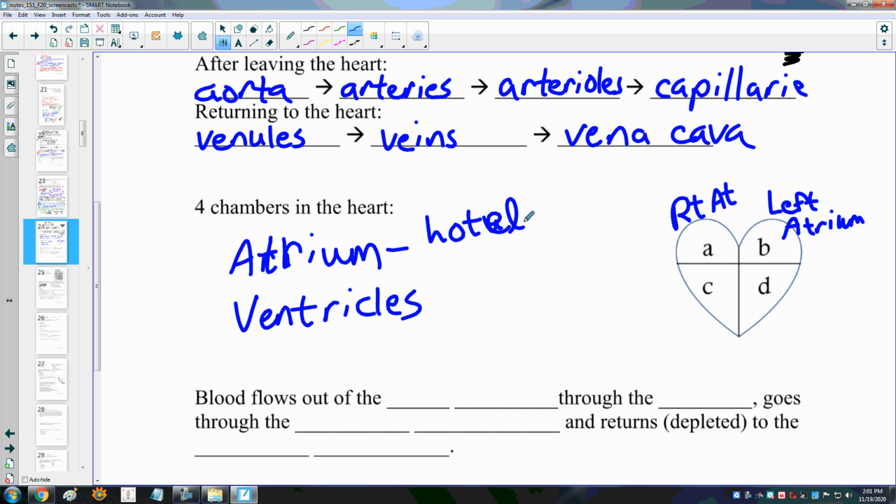I remember atrium like a fancy hotel. You go into a fancy hotel and the atrium is the part where it's all lit up. I always think of it as having this big glass ceiling up high. And so the atrium is the top part, and then the ventricles are going to be the right ventricle here, and then the left ventricle here. So make sure you can identify them with a simple diagram like that, or I'll show you a more complicated diagram that has other parts as well.